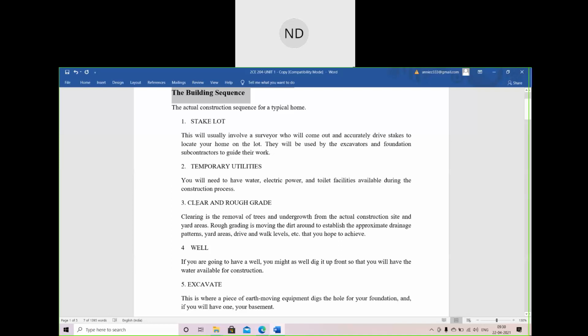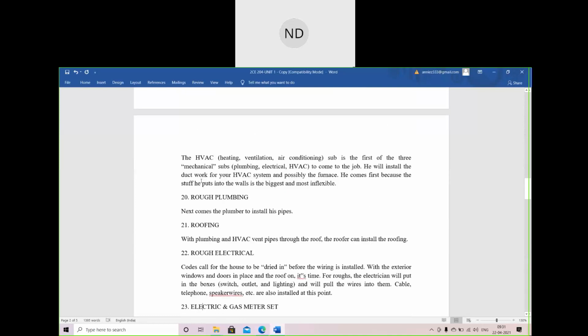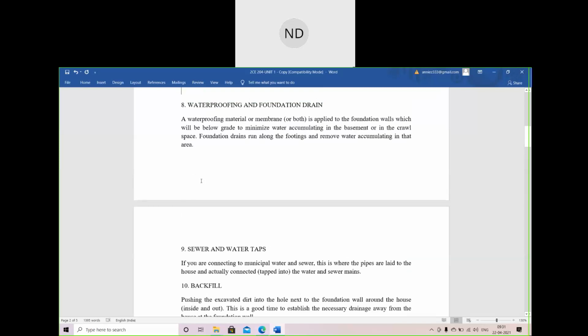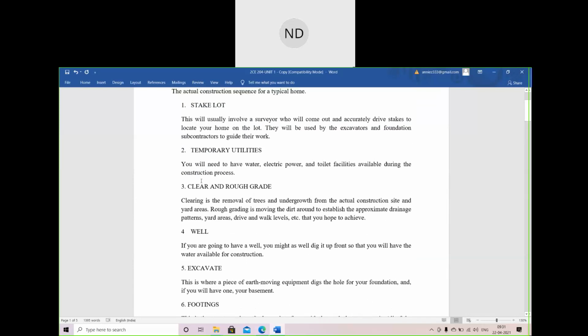Just to have some interaction, let me see how many participants are there. 21. Okay, there are so many sequences of building construction, different steps which you need to know one by one. Today, one step, like suppose take stake lot, will be discussed, and then you will explain what you have understood. One by one, each student will be explaining the terms. I'm there with you all. I'll call out the roll numbers, and in that way I'll give you attendance also.